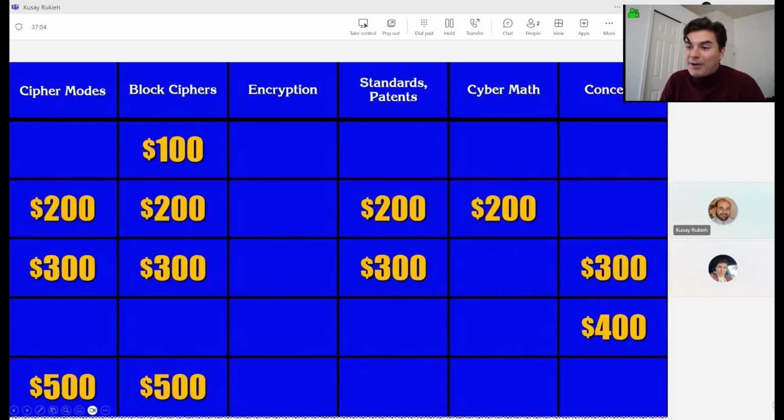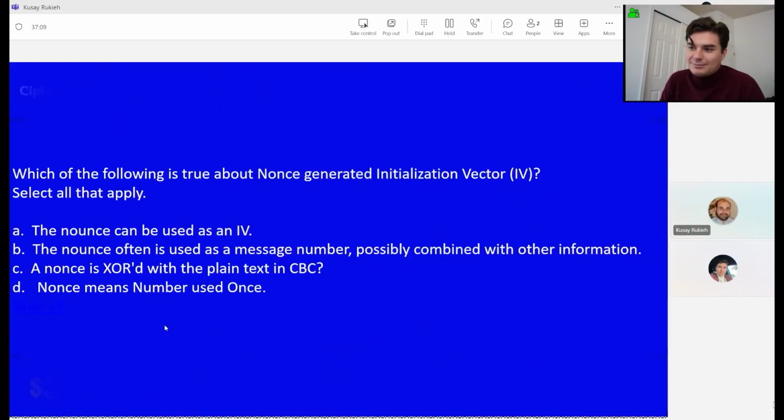Let me go with cipher modes for $500. All the way. Okay. Which of the following is true about a non-generated IV? That's a tough one. D and A.